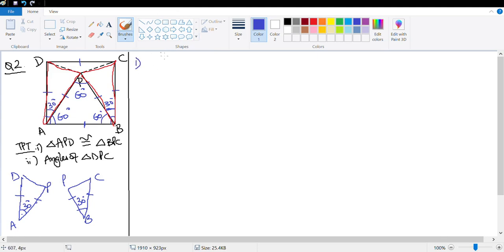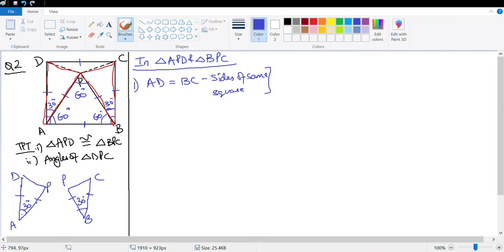Before I write number one, let's refer to which triangles we are referring to. So in triangle APD and triangle BPC. So these are the two triangles that we refer to. Number one, AD is equal to BC. Why? Sides of same square. Perfect. Number two, the other one was AP is equal to BP.